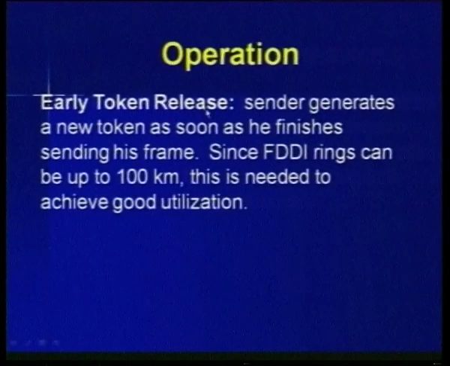Okay. If you look at the operation of FDDI, one of the choices that we had in 802.5 was the choice between early token release and delay token release. In the case of FDDI, we go for early token release. In early token release, a sender generates a new token as soon as he finishes sending his frame. Since FDDI rings can be up to 100 kilometers, this is needed to achieve good utilization. The delay token release will not work out well for the FDDI protocol. It may work well for 802.5 but not for FDDI. So, we go for early token release as the token release mechanism in the FDDI protocol. We will take a small break and come back and continue on FDDI.